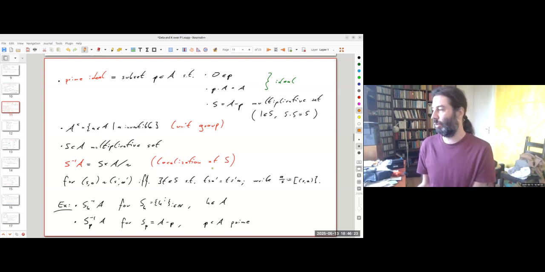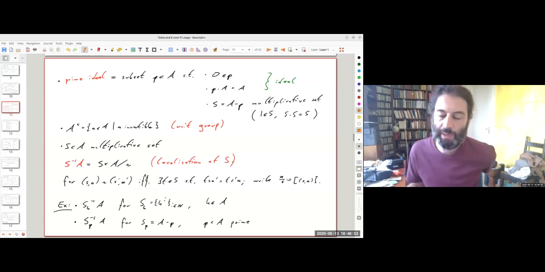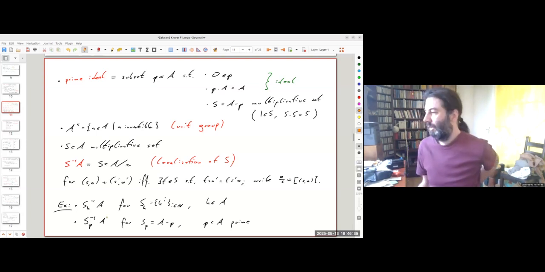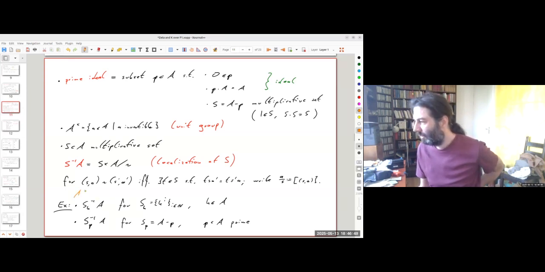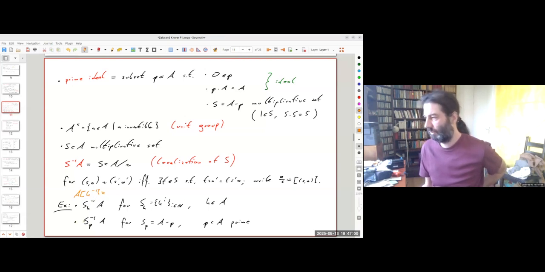And then there's a process of localization. This works as for rings. We just copy the same definition and we get a localization of monoids which makes certain elements invertible. And especially, I want to define this monoid A adjoined H to the minus 1, which is a certain localization.